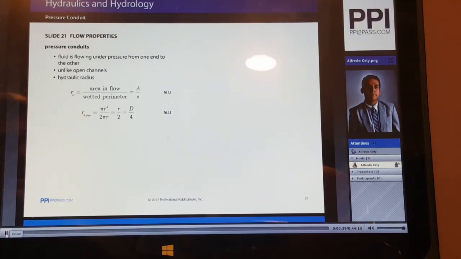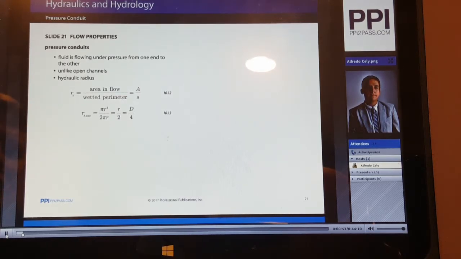In pressure conduits, fluid is flowing under pressure from one end to the other. It is different to open channels. One of the key concepts in pressured flow is that of the hydraulic radius. If you remember, the pipe connecting the two tanks in the Bernoulli's equation problems that we saw in the previous recording is an example of a pressure conduit.